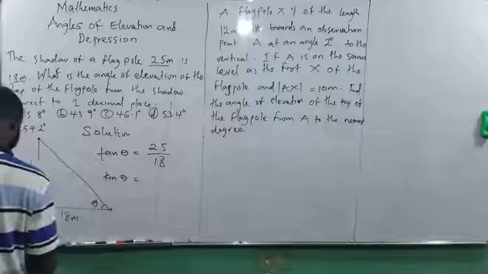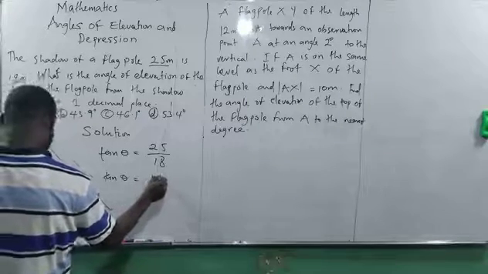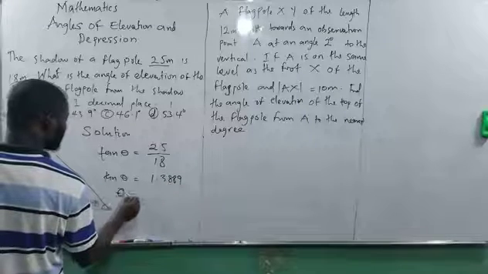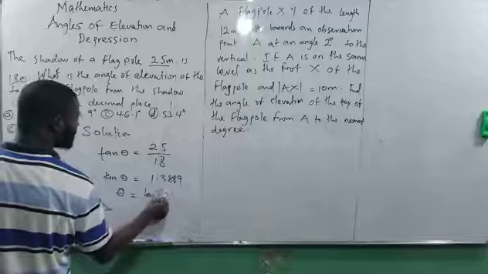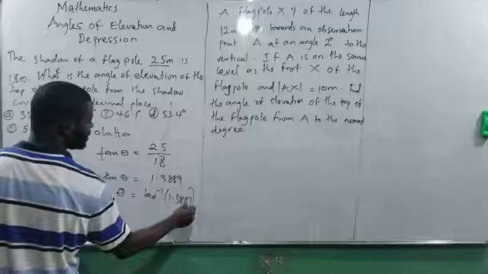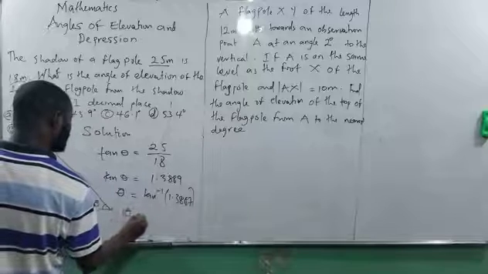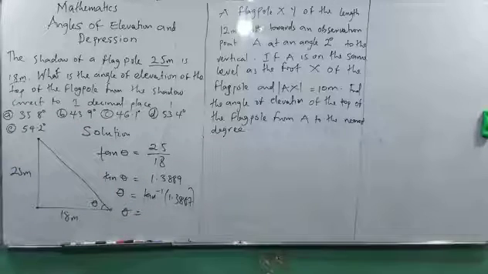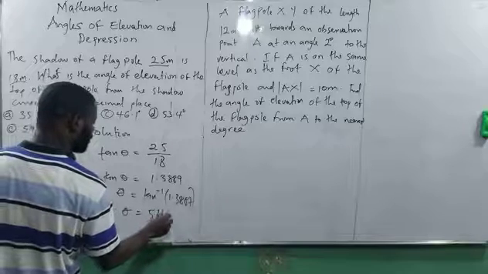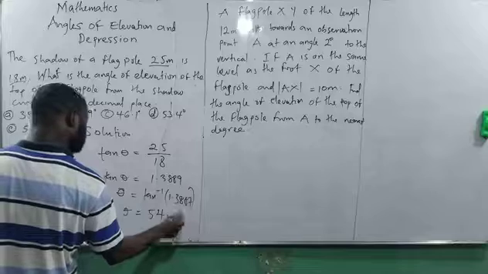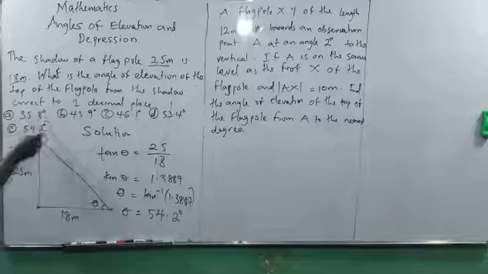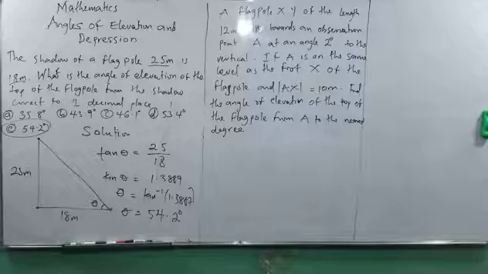It will be 1.3889. Now, theta will be equal to tan inverse of the number here, 1.3889. Now, my theta will be equal to tan inverse of this. It will be 54.2 degrees. Now, 54.2 degrees, that is going to be the answer. Now, that is for that one.